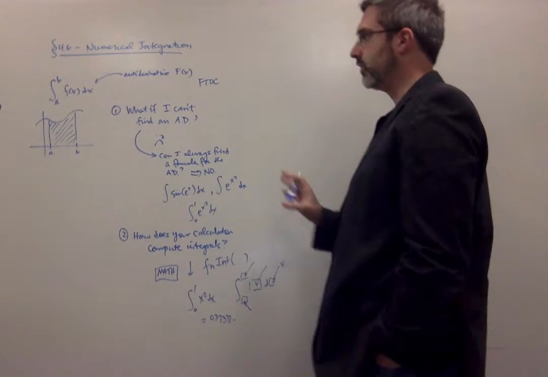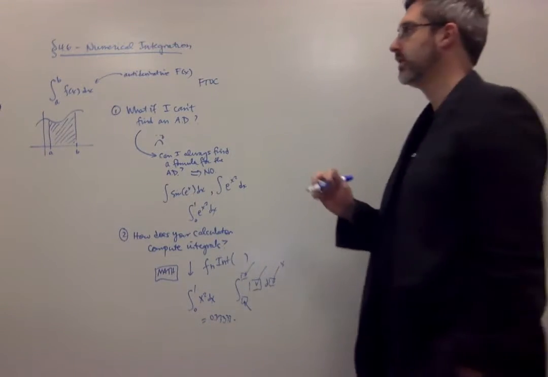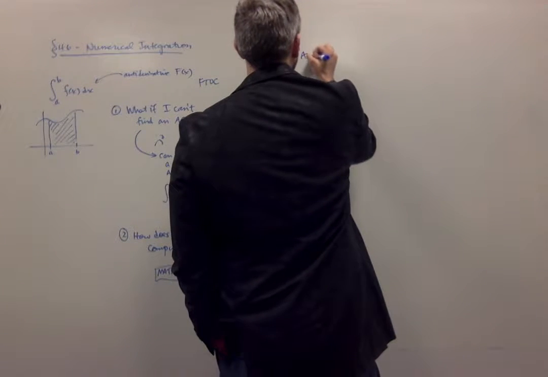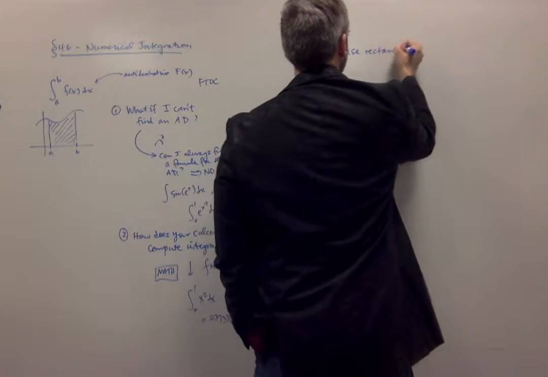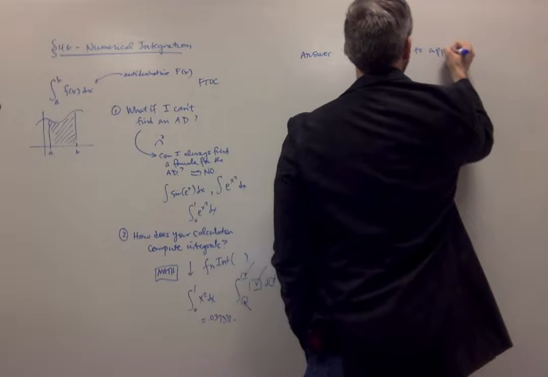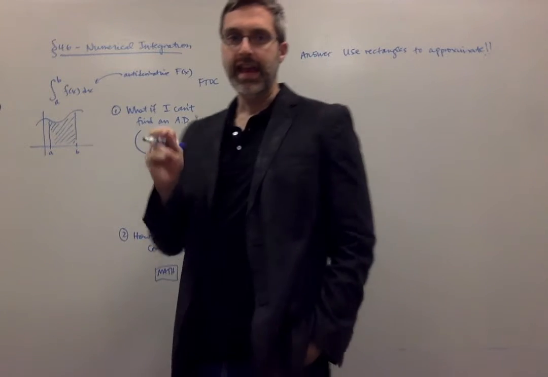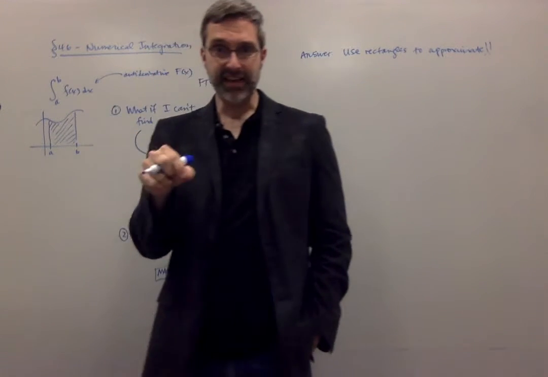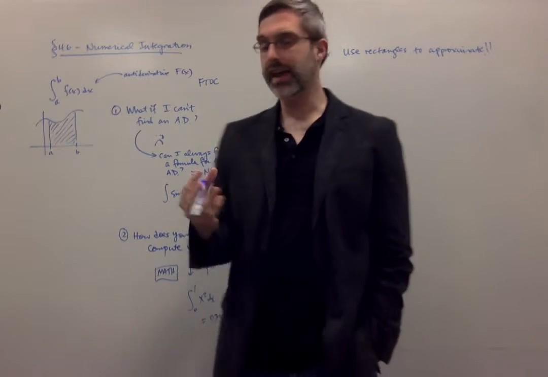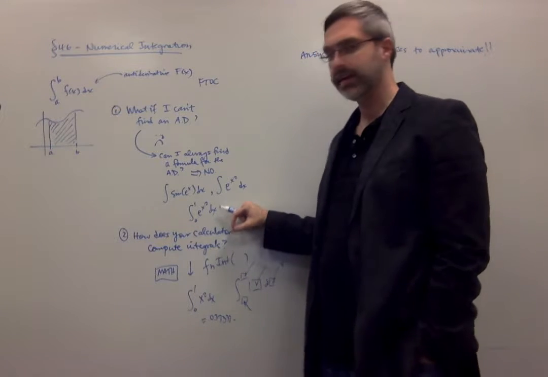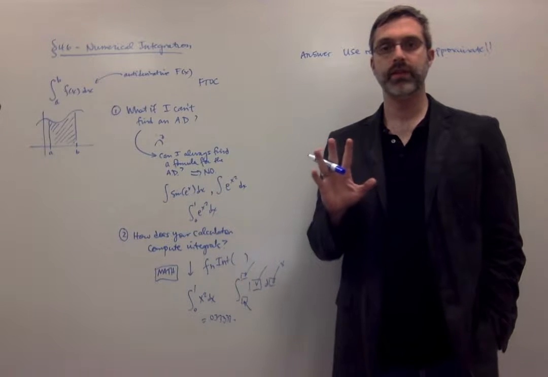Well, if you think about how we answered this question before we did the fundamental theorem of calculus, the answer to it is we use rectangles to approximate. And if we get the answer as close as we need it, then that's good enough. Okay, we may not get an exact answer if we have an integral like this that we actually can't get an antiderivative for. We may not get an exact answer.